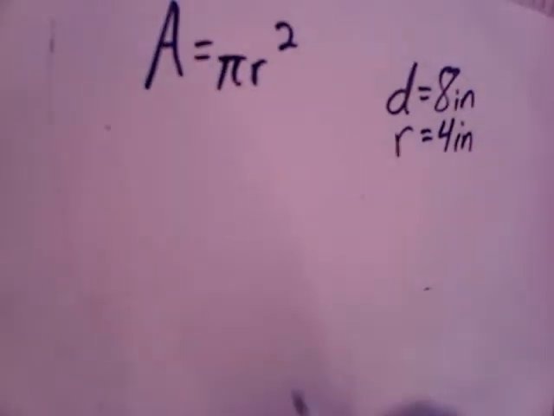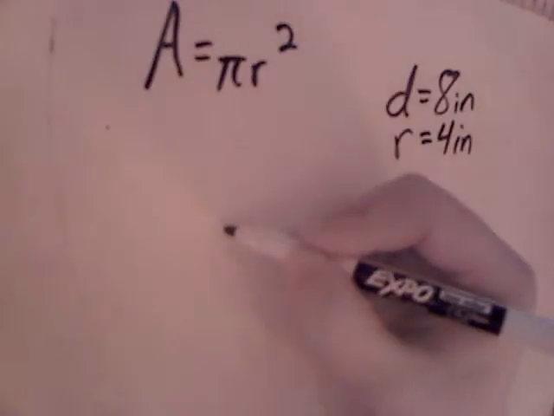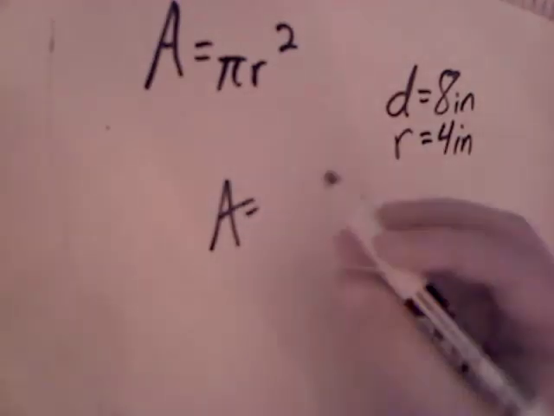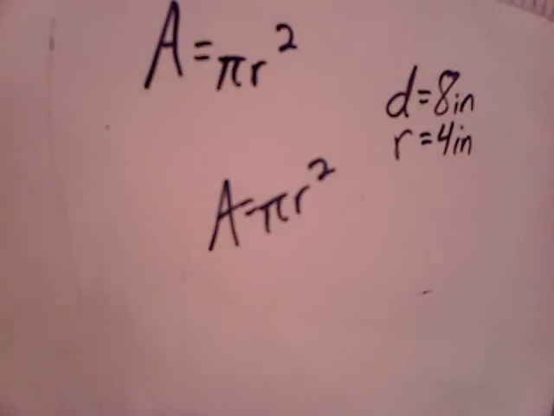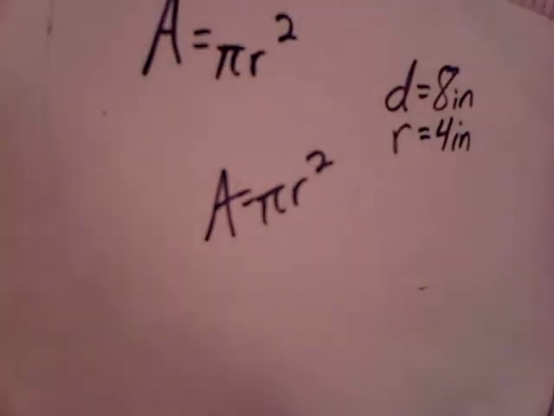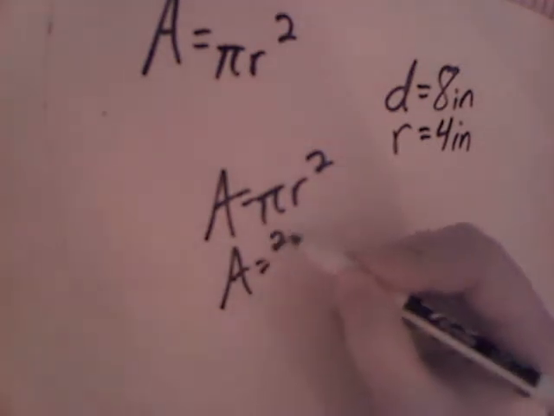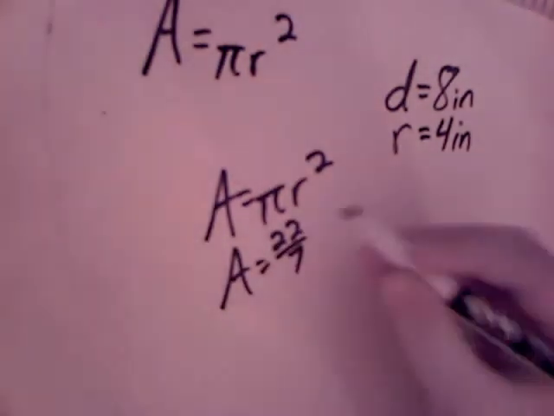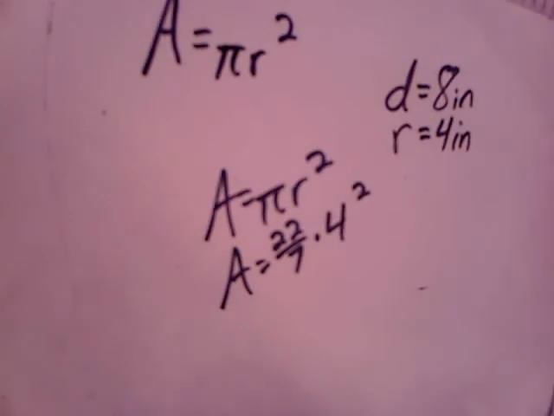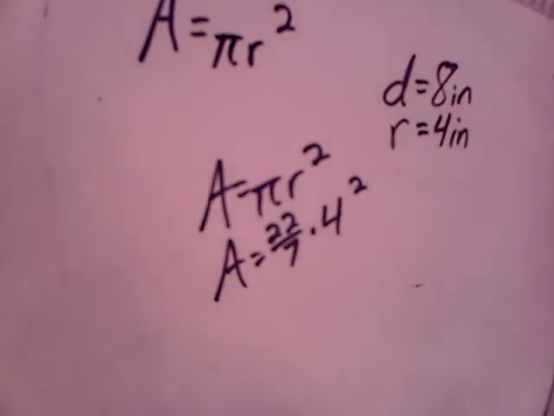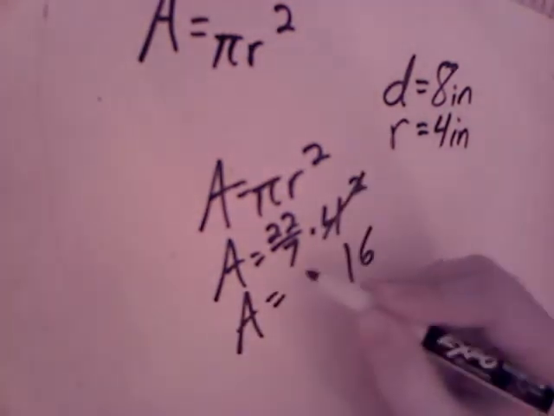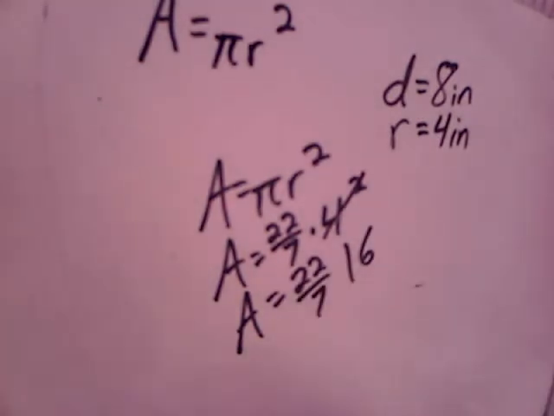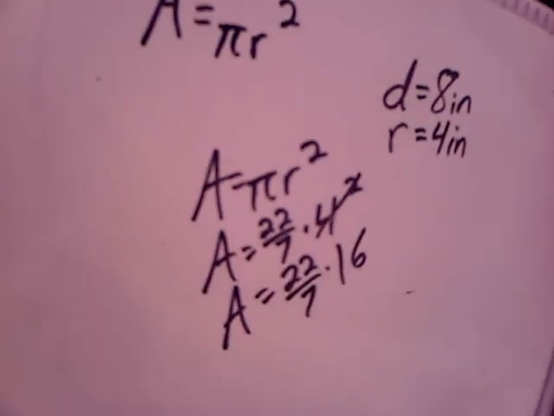So let's solve our area of a circle problem again, but instead of plugging in 3.14 for pi, we're going to use the fraction. We're going to use 22 over 7 for pi. Area equals 22 over 7 times 4 squared. We remember from last time that 4 squared is 16. And now we have 16 times 22 over 7.